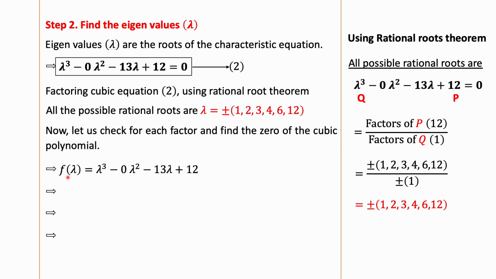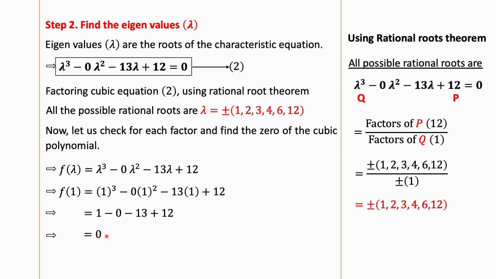So let us take f of lambda is equal to lambda cube minus 0 lambda square minus 13 lambda plus 12. Out of all these possible values I am taking the first one, plus 1. So f of 1 is equal to 1 cube minus 0 into 1 square minus 13 into 1 plus 12. Substituting lambda by 1 and simplifying, 1 cube is 1, minus 0 into 1 square is 0, minus 13 into 1 is minus 13, plus 12. So 1 minus 0 minus 13 plus 12 is equal to 0.